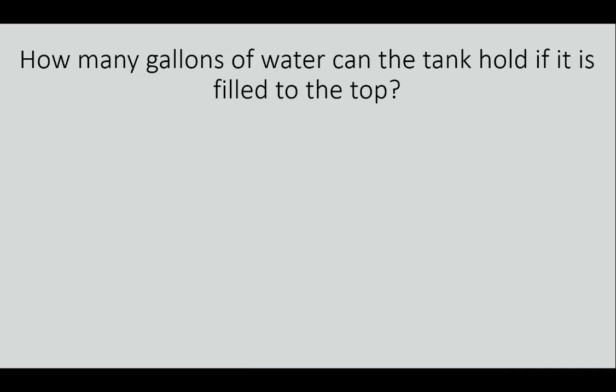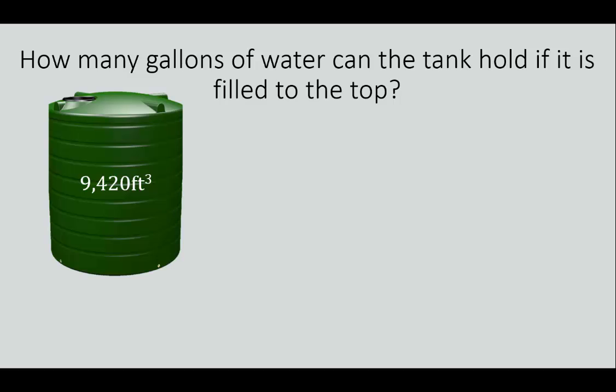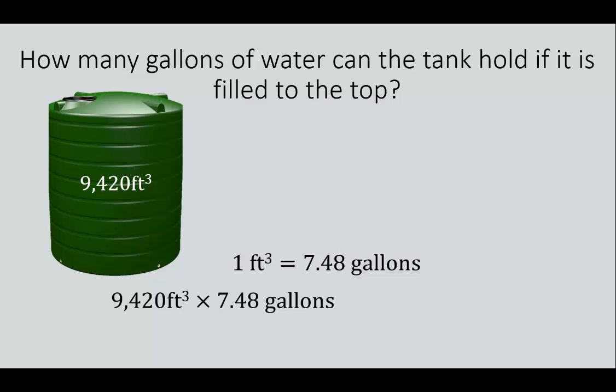How many gallons of water can the tank hold if it is filled to the top? Remember that we had 9,420 feet cubed of volume in our cylindrical tank. 1 cubic foot can hold 7.48 gallons of water. So 9,420 cubic feet times 7.48 gallons equals 70,461.6 gallons that our tank can hold.